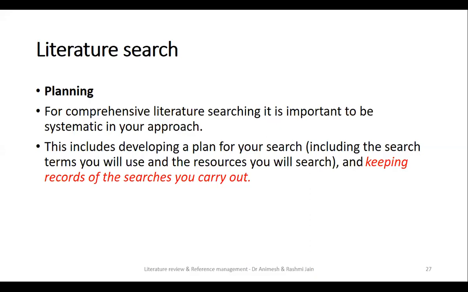And planning is a must, because if we don't plan for it, then it's going to be a debacle. So for comprehensive literature searching, it is important to be systematic in the approach, and include a plan for the search, which includes the search terms that we will be using and the resources that we'll search. Now, many a times, especially if you have gone through the Cochrane reviews, it has a very meticulous search strategy which is put up.